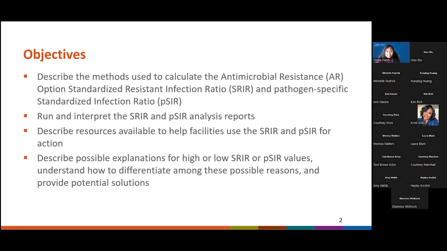The objectives for today's session are to describe the methods used to calculate the AR option, SRIR, and pSIR, run and interpret the SRIR and pSIR analysis reports, describe resources available to help facilities use the SRIR and pSIR for action, and describe possible explanations for high or low SRIR or pSIR values, understand how to differentiate among these possible reasons, and provide potential solutions.